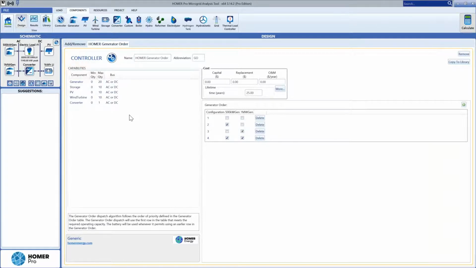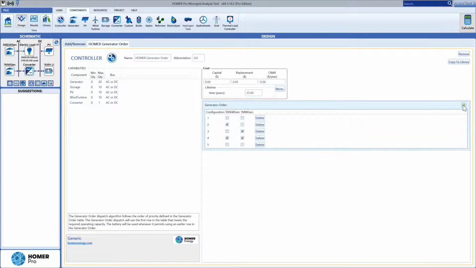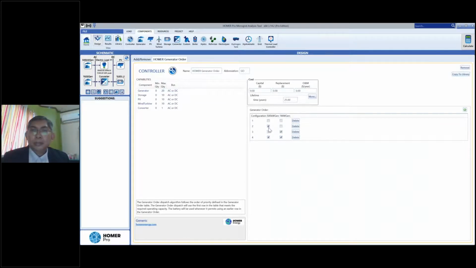So we have 2 generators here, a 5 kilowatt and a 1 megawatt generator. And what HOMER will do if you're using the generator order dispatch strategy is it will just work its way down this table, and we could add more rows, but we only have 2 generators. So it starts at the top and it says, can we meet the load without any generators? Because we have PV and battery. So first it tries to meet the load with that, and if it can, fine, it moves on to the next time step. If it can't, well, let's try row number 2.